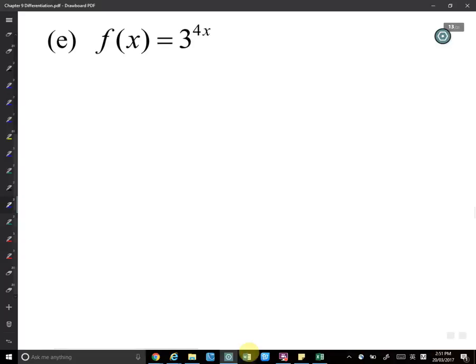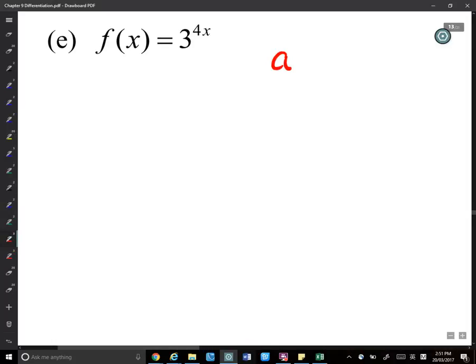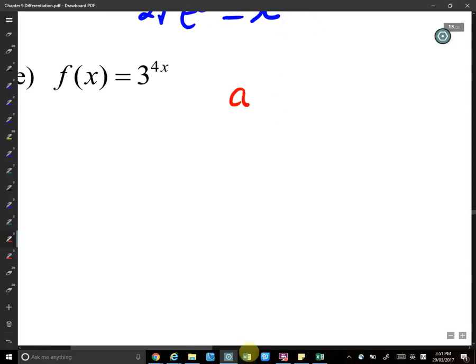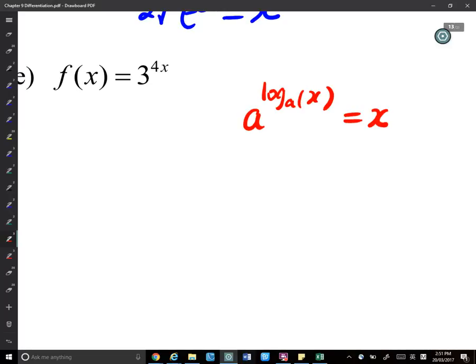Write this down, I don't think you may know this. That's something from logarithm. a to the power of log_a x will equal x. a to the power of log_a x is equivalent to x. So what does that mean?